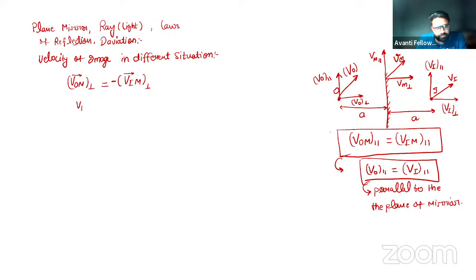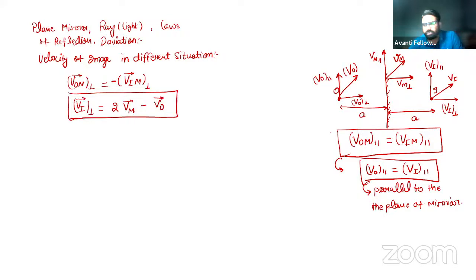So velocity of image perpendicular is nothing but 2 times velocity of mirror minus velocity of object, absolute velocities. Okay. These are the two relations. If you put here that velocity of mirror is 0, which means mirror is not moving, then velocity of image perpendicular is also equal to negative of velocity of object perpendicular. Okay. Clear?